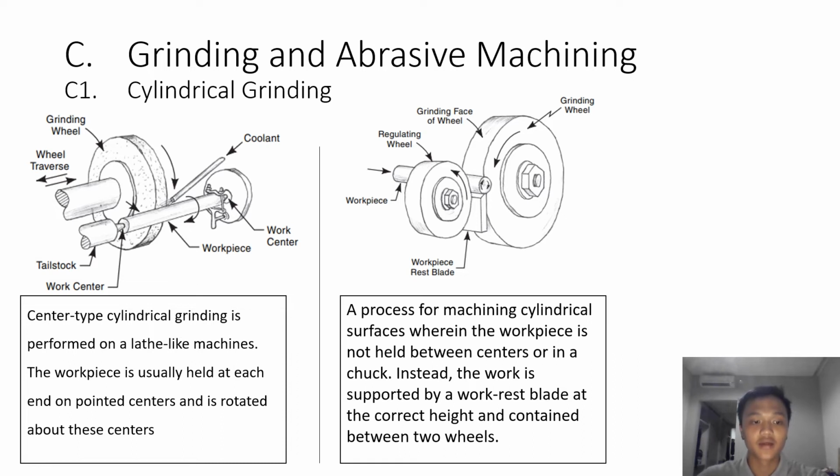This is center-type cylindrical grinding. Center-type cylindrical grinding is performed on lathe-like machines. The workpiece is usually held at each end on pointed centers and is rotated about these centers.